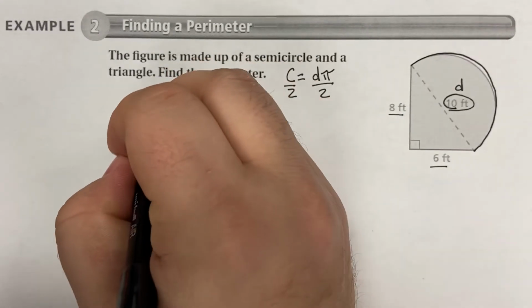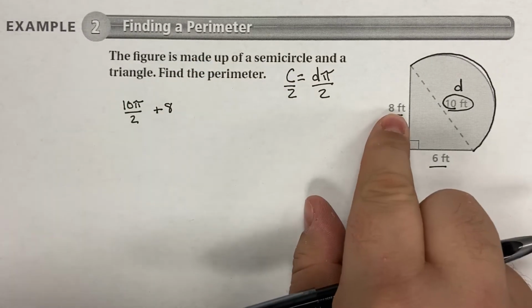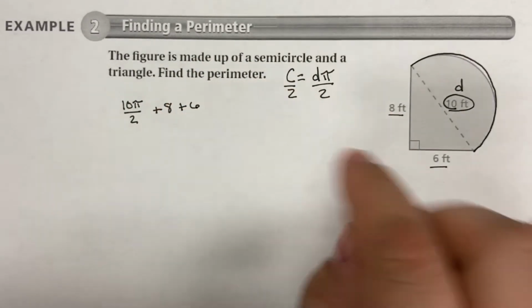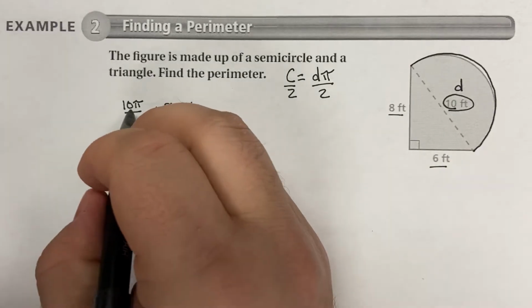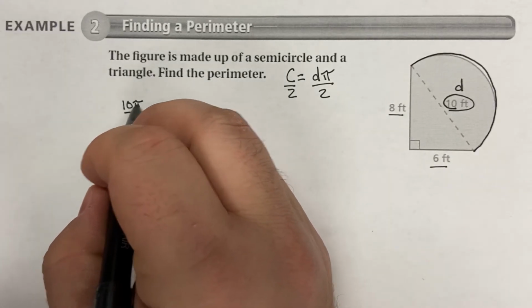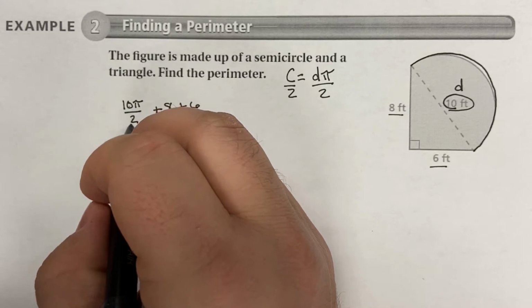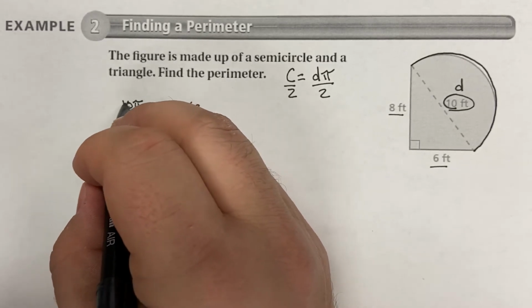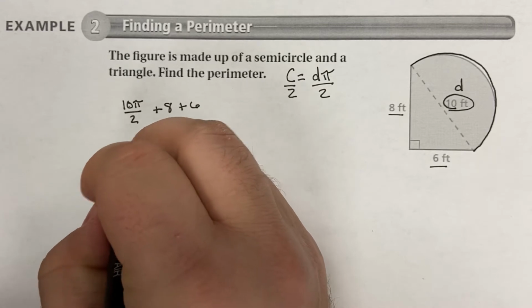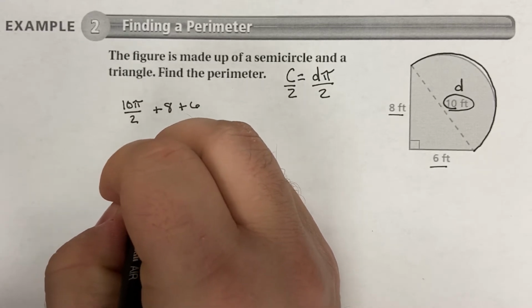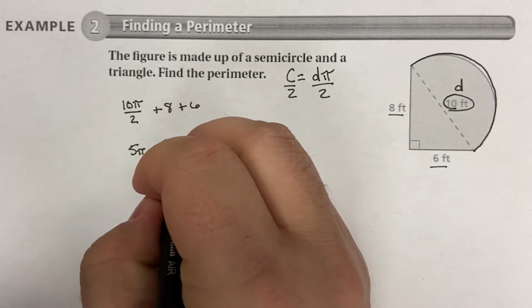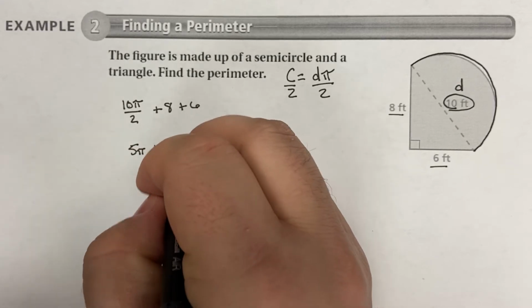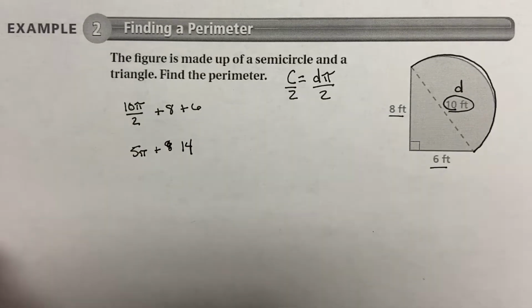Then we're going to have plus 8 from here and plus 6 from here. Well, 10 times pi divided by 2 means we can divide whatever we need to by 2 just to simplify. So 10 divided by 2 is 5. Nothing happened to that pi, so it stays plus 8 and 6 makes 14. I'm going to go ahead and combine those.